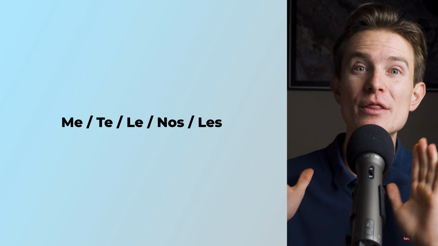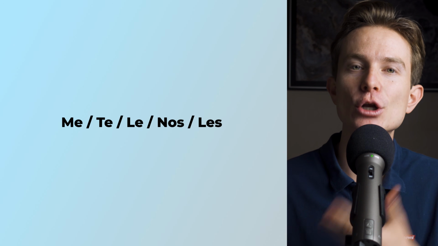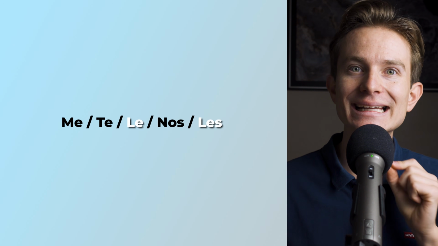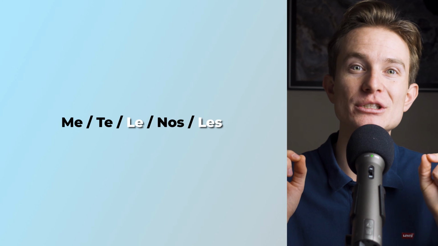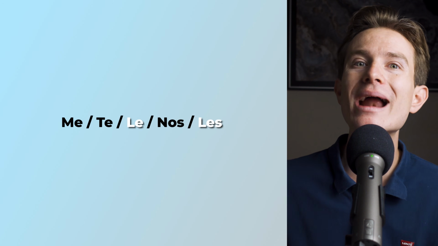Now, notice how in the direct and indirect object pronouns, me, te, and nos are all the same. However, notice how le and les have no gender. So le can refer to a masculine thing or a feminine thing. So that is why when we use indirect object pronouns, context is very, very important. Like I said, study these charts. They're going to help you so much.